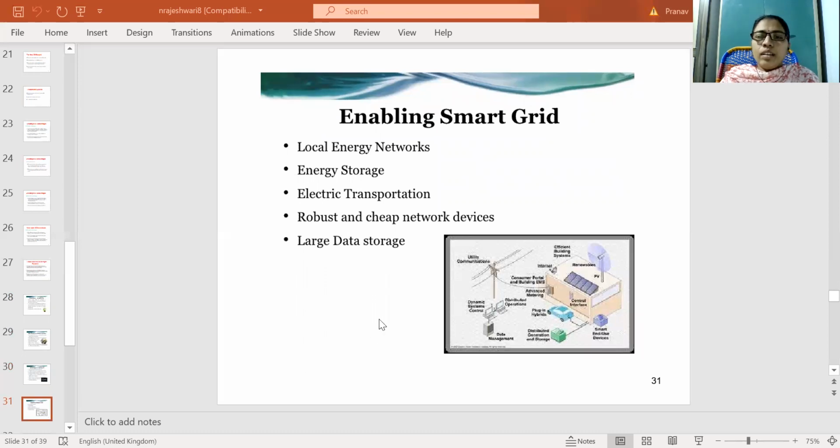By enabling the smart grid, we can achieve local energy networks and energy storage, electrical transportation, and robust and cheap network devices, and large data storage will enable a smart grid. So this is the diagram for a smart grid. Electrical storage and electric transportation are also used with these smart grids. So the charging of a car or any vehicle will be possible with these smart grids.